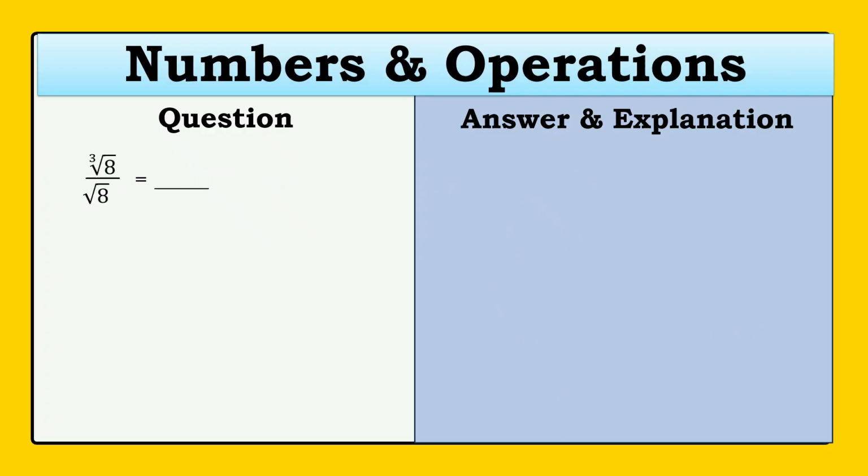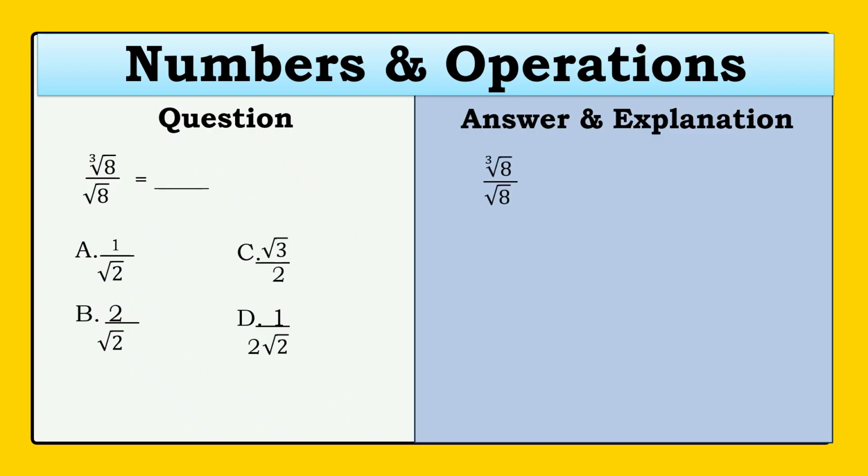The cube root of 8 over the square root of 8 is equal to blank. A 1 over the square root of 2, B 2 over the square root of 2, C the square root of 3 over 2, or D 1 over 2 times the square root of 2. What do you think the answer? Alright, let's solve.